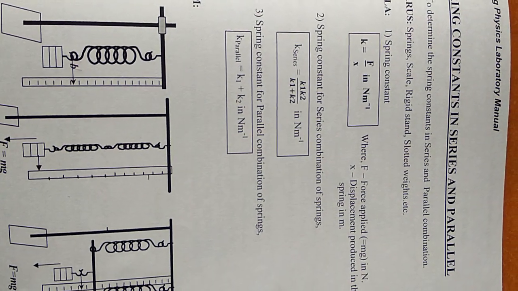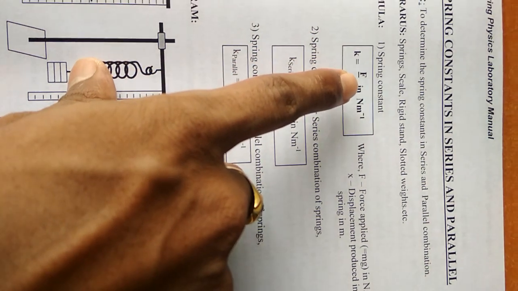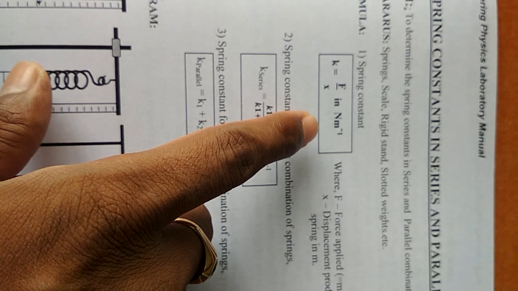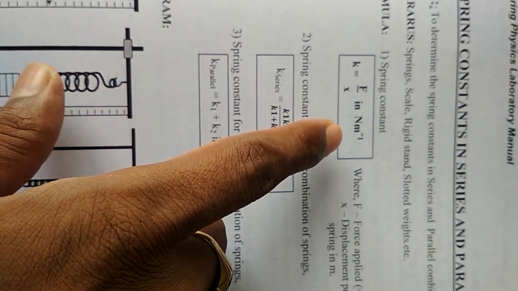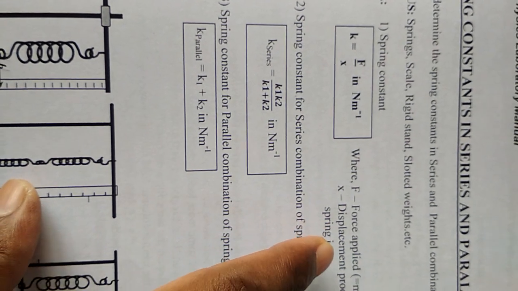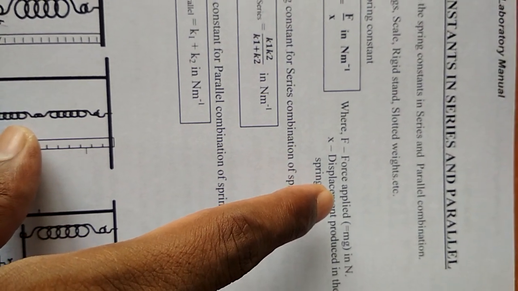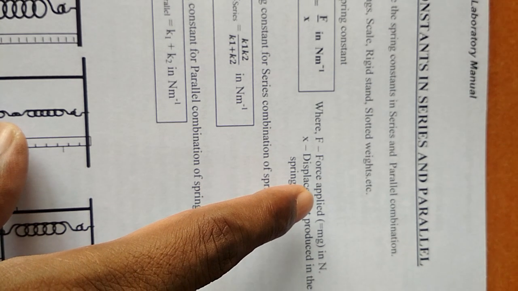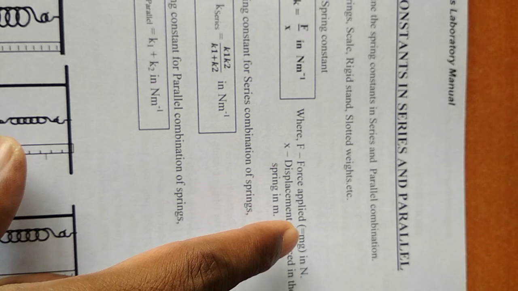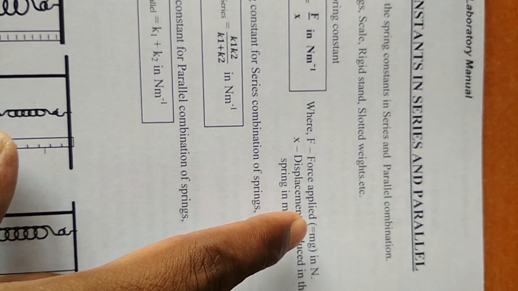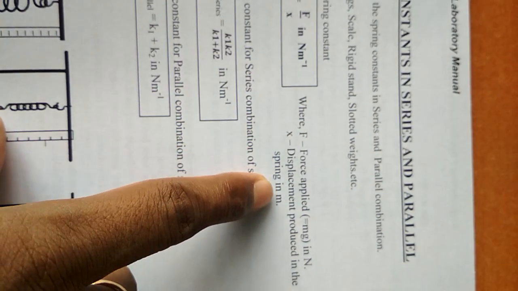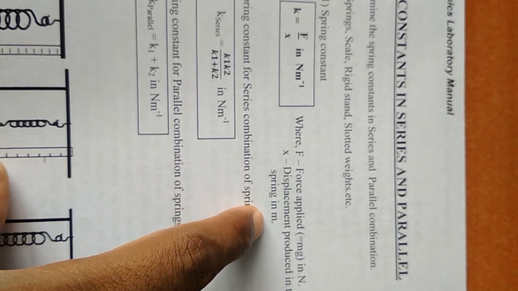In this experiment, we are going to be calculating the spring constant of a given spring. To calculate it, we have a formula K is equal to F by X. The unit for spring constant is Newton per meter, where F is the applied force. F is equal to M into G, that is in Newton. By applying a load, we are applying the force. X is the displacement produced in the spring by applying a mass M.